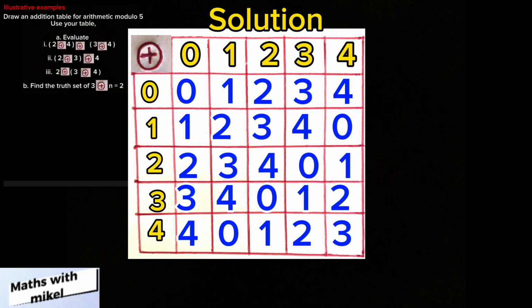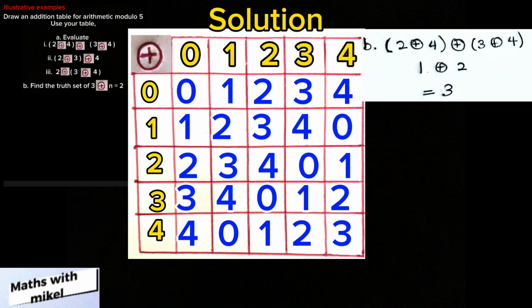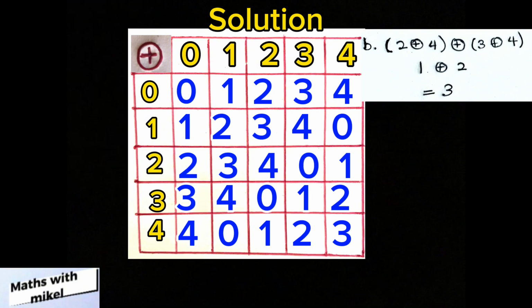So for the next part, we are asked to use the table to evaluate. We have 2 plus 2 plus the 3 plus 4. So from the table, you can see that 2 plus 2 is 1. And the 3 plus 4 from the table is 2. So we get 1 plus 2. And from the table, 1 plus 2 is 3. That answers the first one.